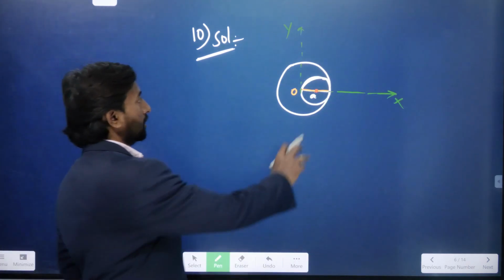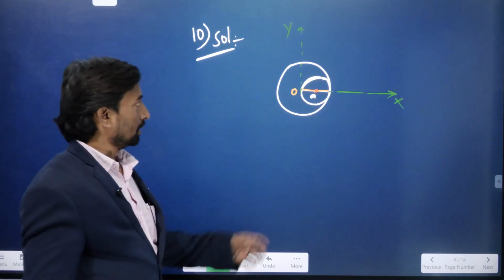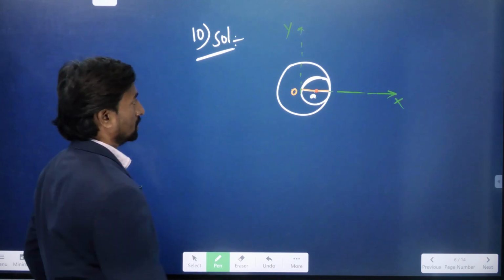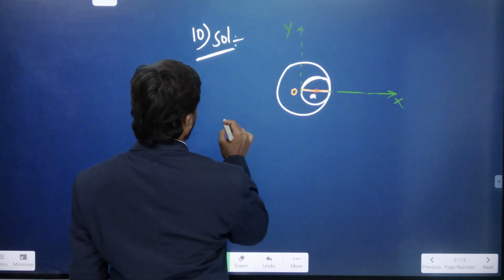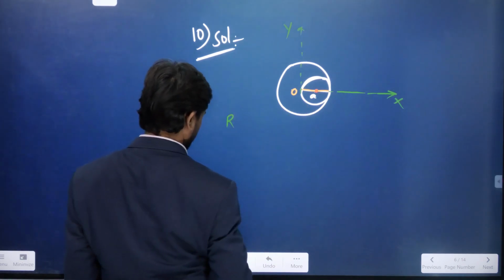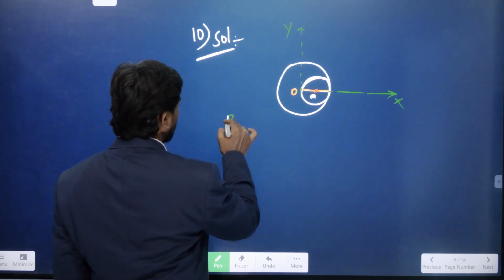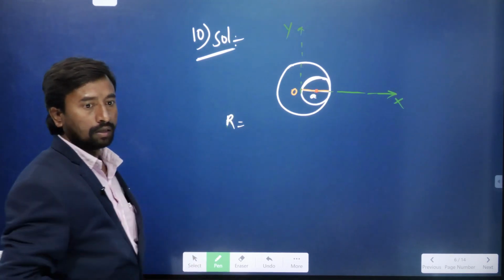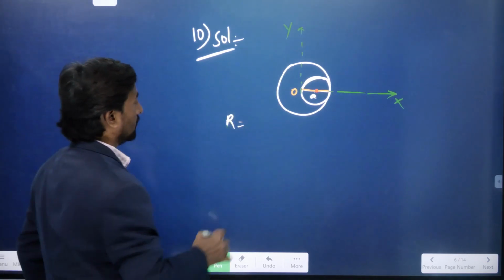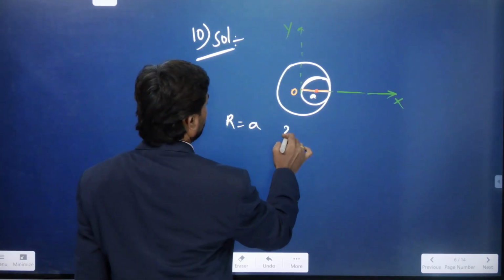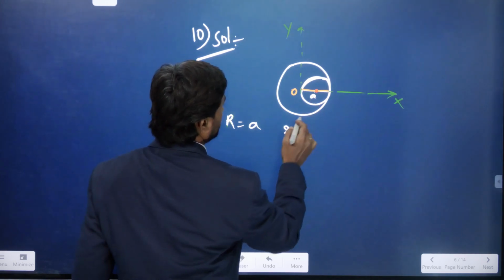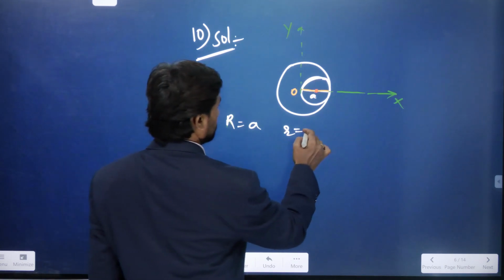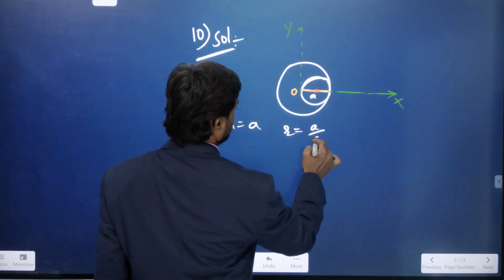So here this part has been removed, a circle of radius a by 2. Capital R is the radius of the bigger circle, so we can write it as A. And small r is the radius of the smaller circle, so we can write here a by 2.